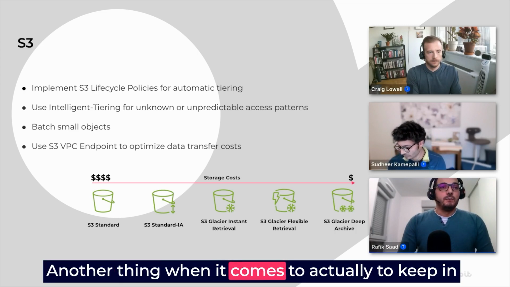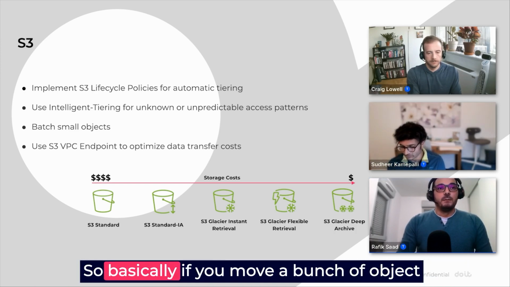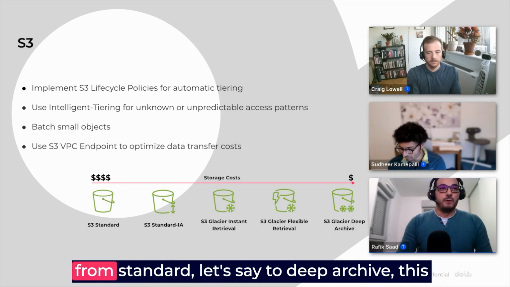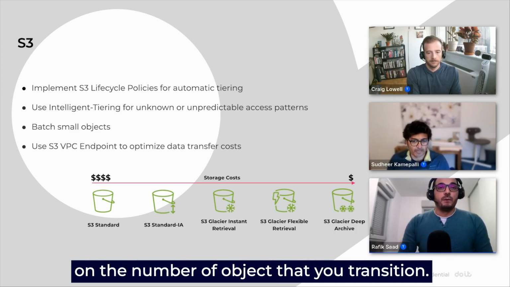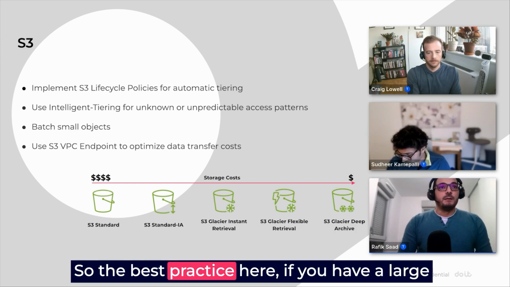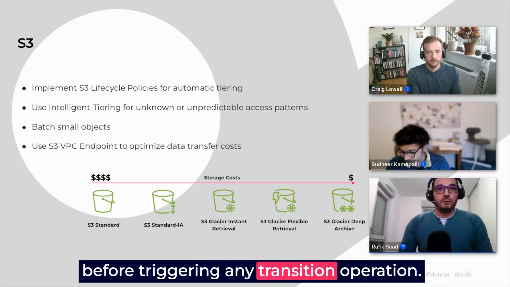Another thing to keep in mind when it comes to S3 is that the transition operation itself has a cost. So basically, if you move a bunch of objects from standard, let's say, to deep archive, this operation itself has a cost. And this cost is based on the number of objects that you transition. So the best practice here, if you have a large amount of small objects, is to try to batch them before triggering any transition operation.